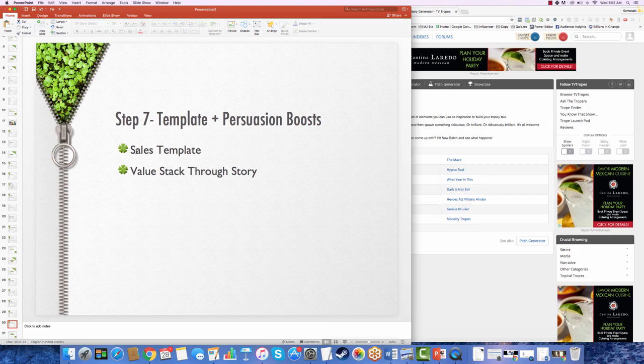Step seven, use a sales template after you've created the story so that you don't miss important persuasion triggers, and value stack throughout the story in order to boost persuasion or boost your success.